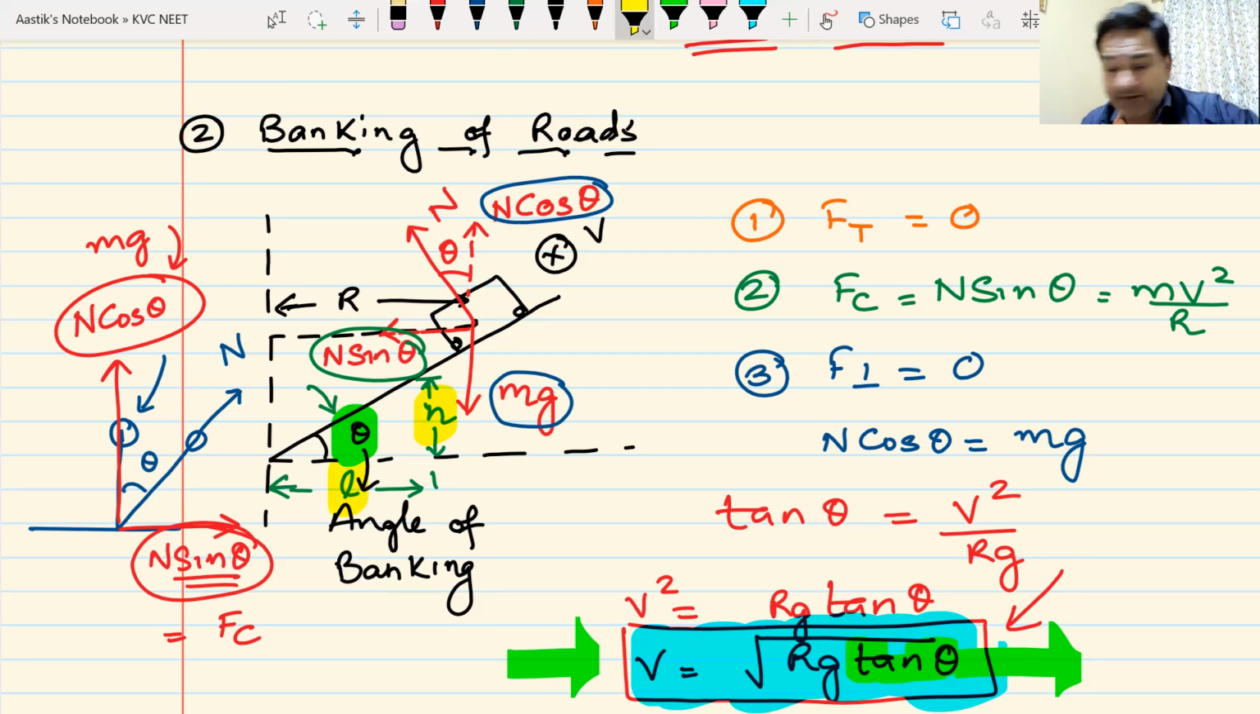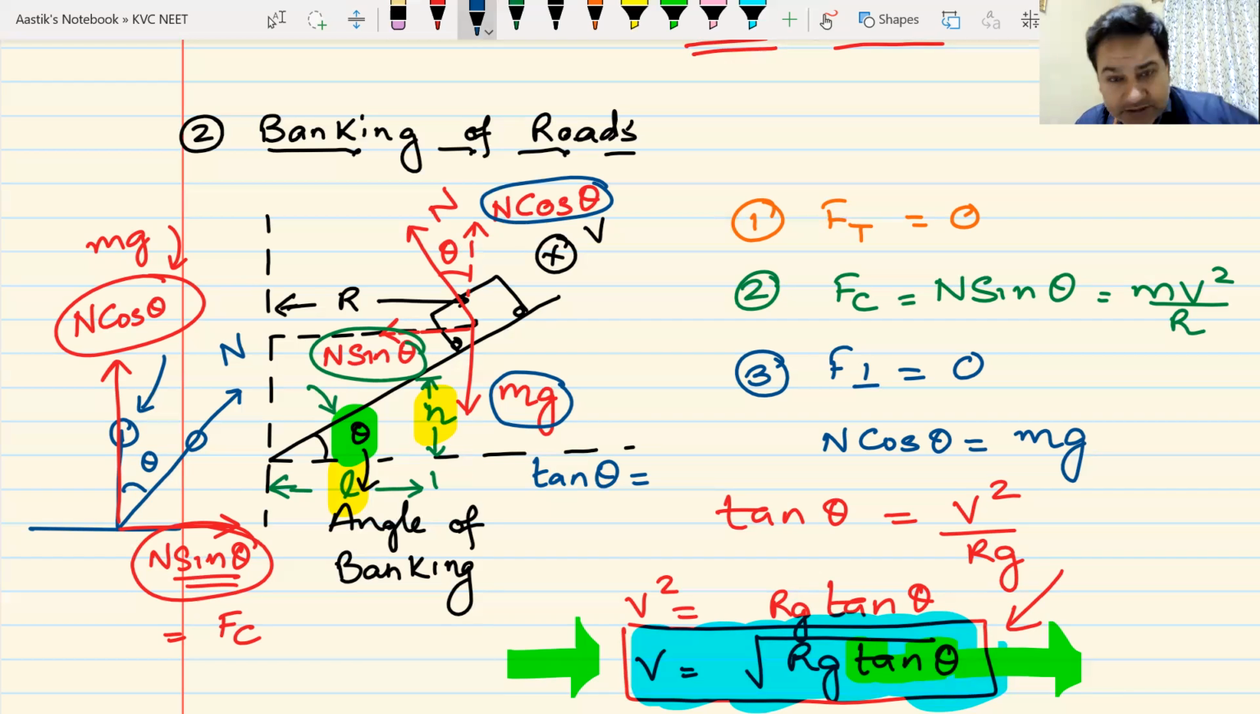Now, if it is given like this, you can easily calculate the value of tan theta. Can anyone tell me what will be the value of tan theta? Theta is not given, and the value of h, the height to which the road is raised, is given, and the length of the road is given. So I can calculate tan theta from here. What will be the value of tan theta?